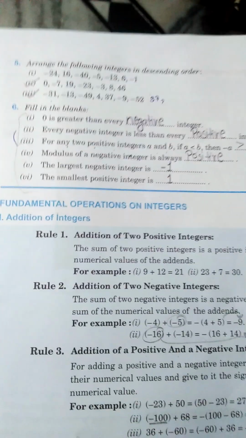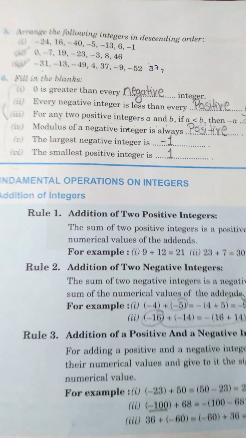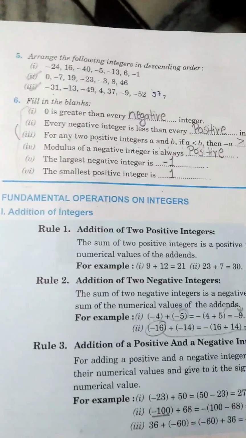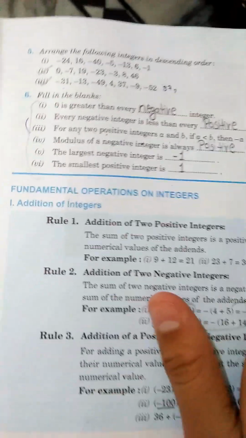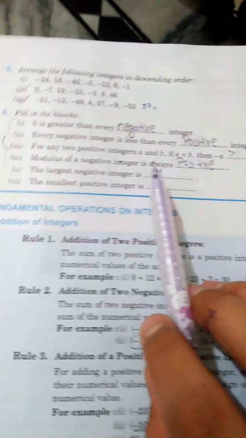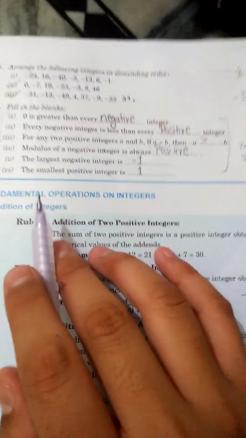If there is a lakh, thousand, 10 lakh, crore, whichever amount or digit is there, if it is a negative integer, 0 will always be greater than a negative integer. Every negative integer is less than every dash integer. Which integers? Positive integers. Okay.